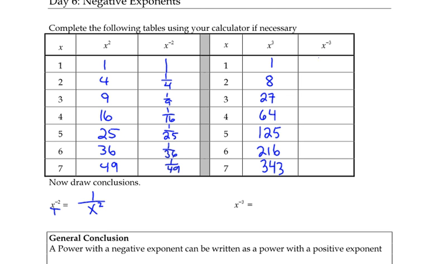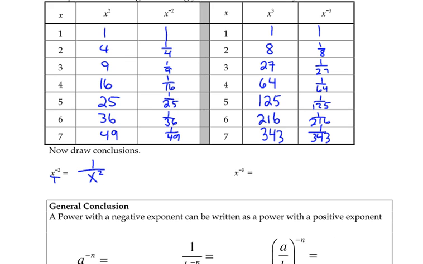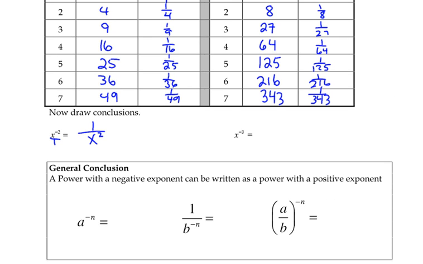Alright, when you type this in, you should get 1. Why do you think 1 was still 1? What's the reciprocal of 1? 1, yeah. 1 over 8, 1 over 27, 1 over 64, 1 over 125, 1 over 216, and 1 over 343. So, x to the negative 3.